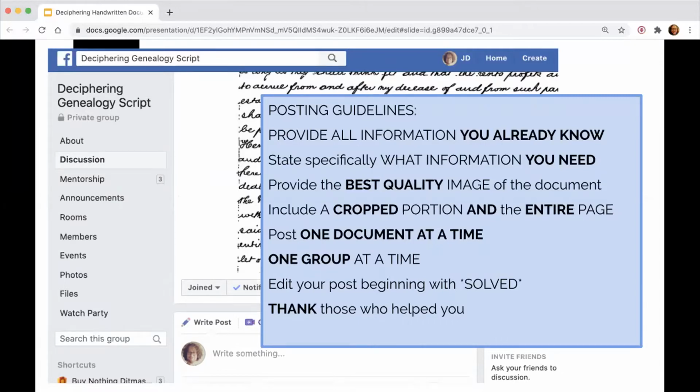A lot of these groups and sites recommend that you use the website Imgur to create a good quality image that can be linked, so that Facebook doesn't automatically degrade the quality of a photo image that you would just post like a regular photo, so that people have a high quality scan or image that they can see well to help you in the deciphering or translating.